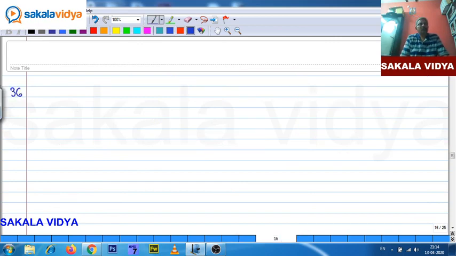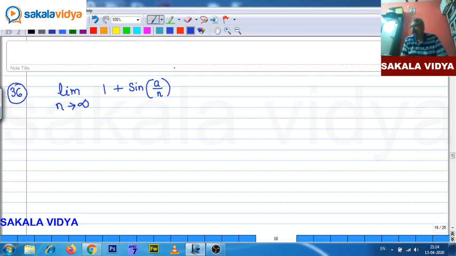So, 36th problem, next problem is for your side. Limit n tends to infinity, (1 plus sin a by n) all to the power of n. First option e. Okay, okay.